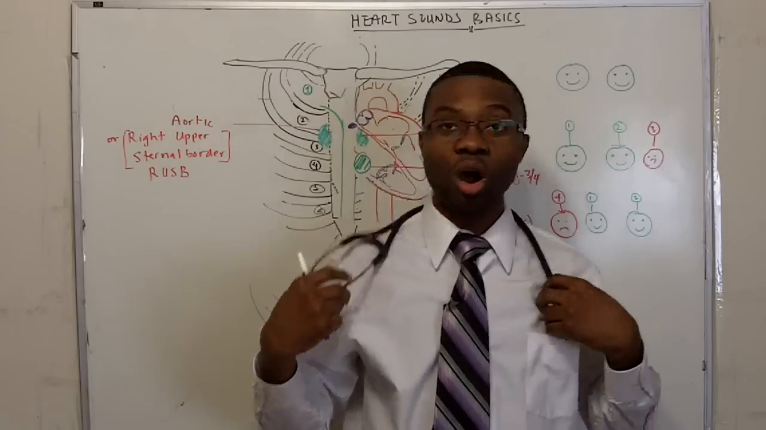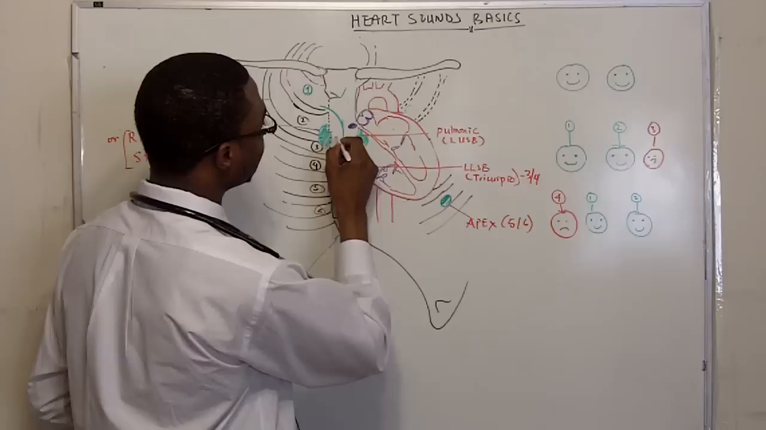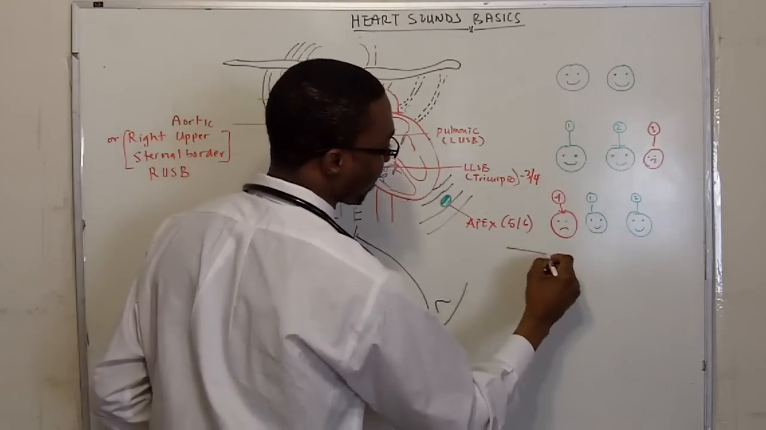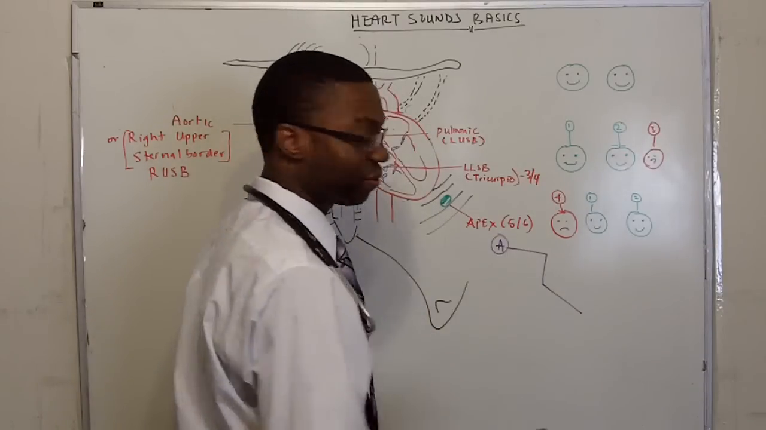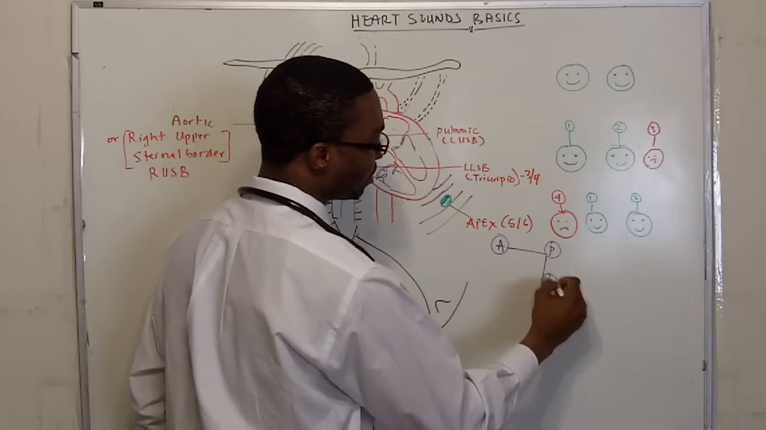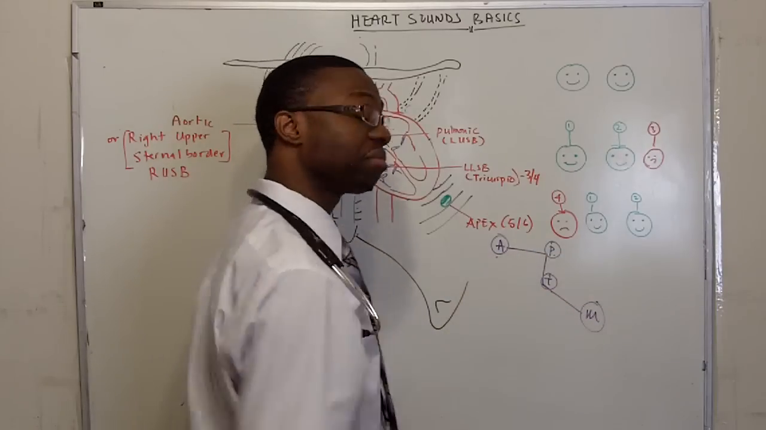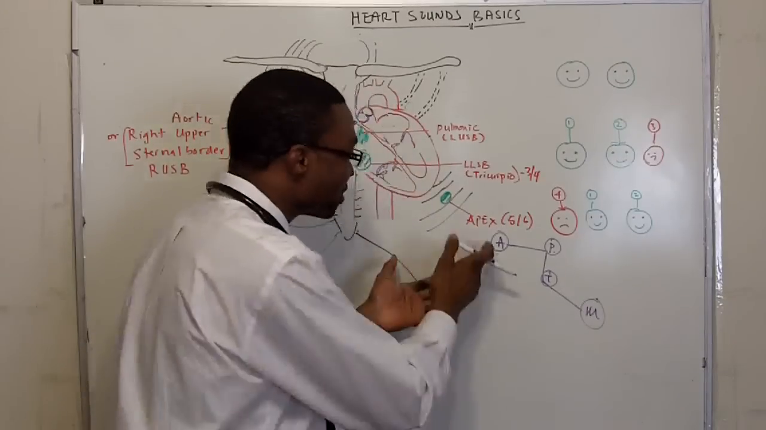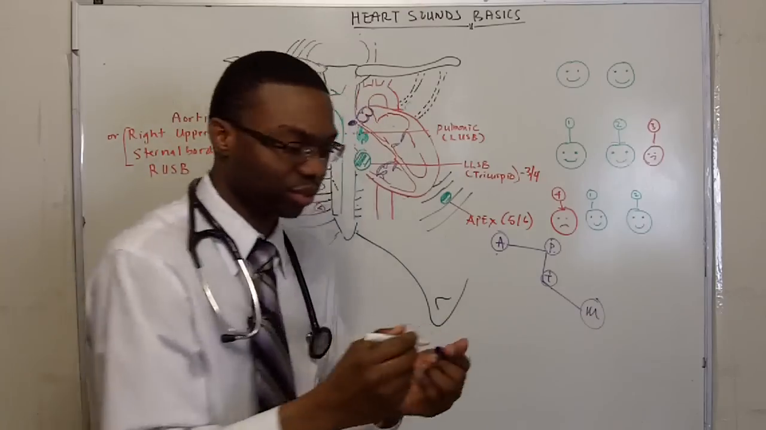The way we listen to heart sounds is we start up here and go down, and then you drop down and make a left. So it's kind of more like this. We have a mnemonic for it: aortic, pulmonic, tricuspid, and mitral. All Physicians Take Money. If that works for you, good luck. If it doesn't, it's fine. Just know aortic, pulmonic, tricuspid, and mitral.